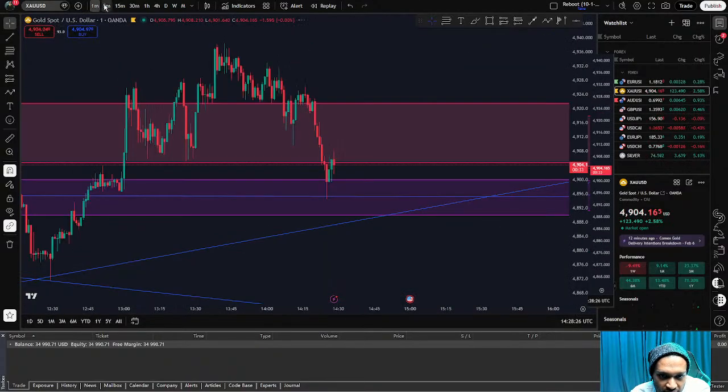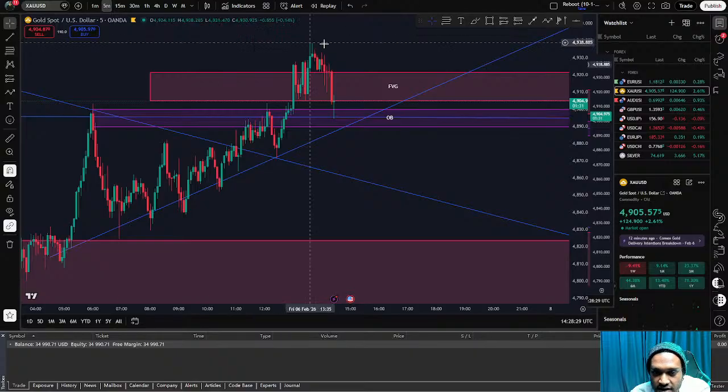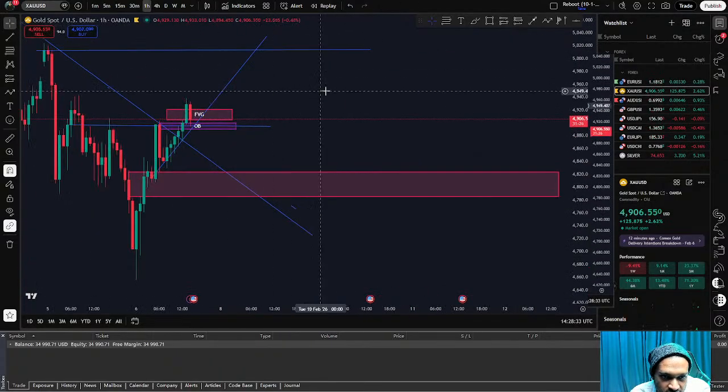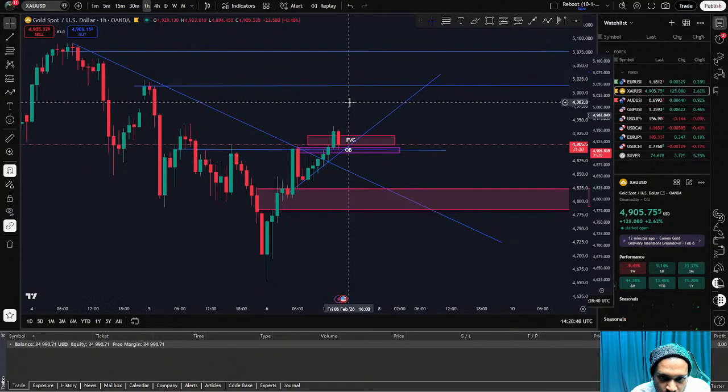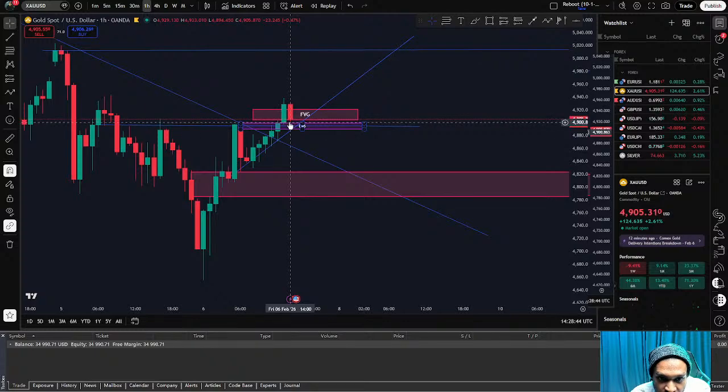So we were able to manage to catch a short entry, and I did mention that for the TP, it's definitely in the fair value gap. So right now we just want to see where the price is actually going. H1 did show that it wanted to engulf, and right now it's showing the rejection.